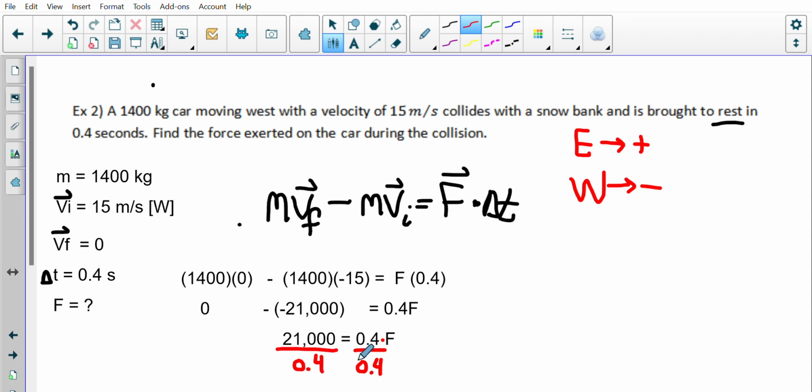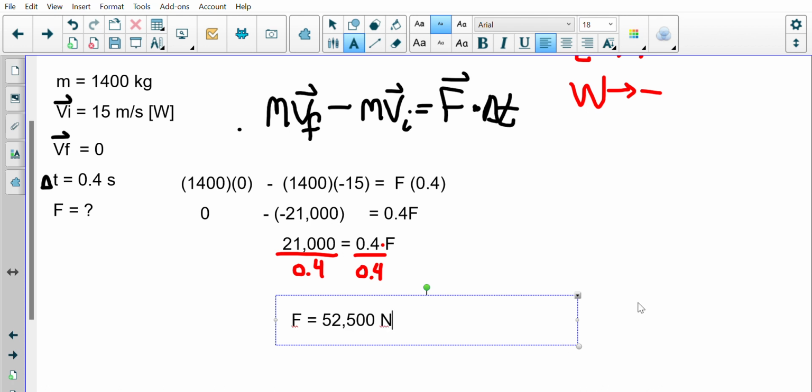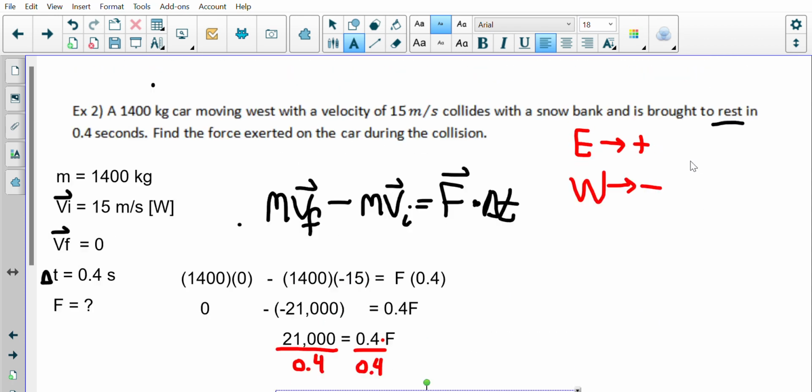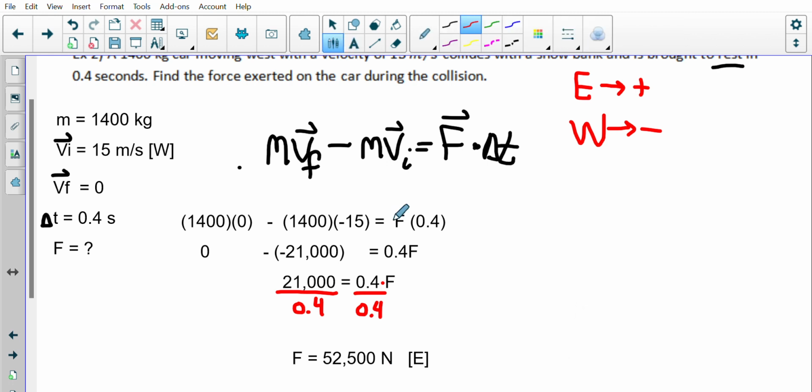If I take 21,000 and divide it by 0.4, let's see here, I'll get my calculator out. I'm getting a big number here. So our force is equal to 52,500 newtons. Now it is positive, and that means, again, I've said east is positive, west is negative, so it looks like the force is applied in the east direction. And a force here is a vector, so let's put a little vector symbol on that.